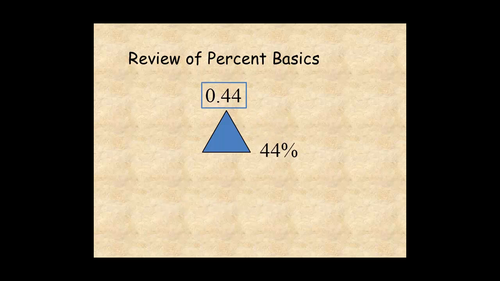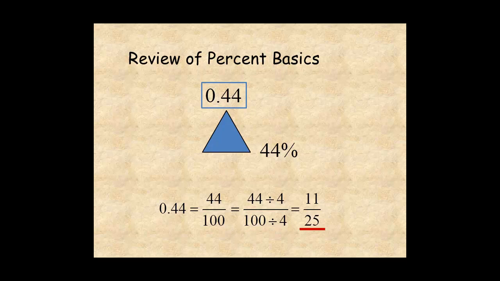Next, rewrite 0.44 as 44 over 100. Then simplify the fraction by dividing the numerator and the denominator by a common factor of 4. And you have 11 over 25. So 0.44 is also equivalent to 11 over 25.